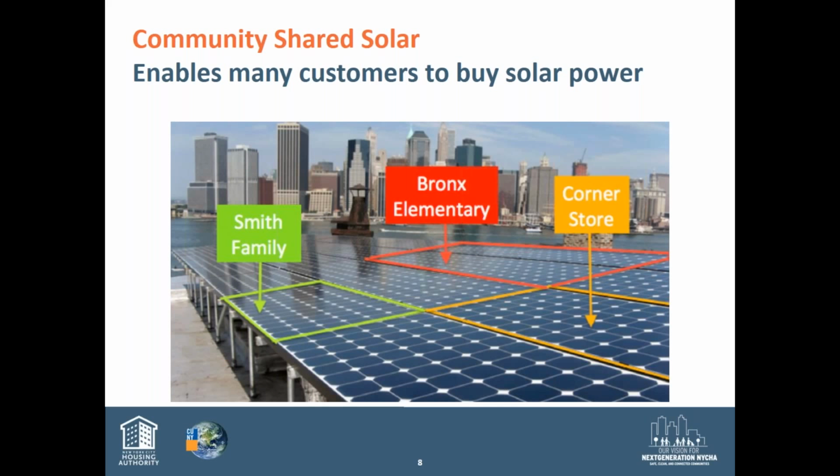Just a nice little illustration here, but scratch Bronx Elementary as it's a NYCHA customer, and as Chris said before, unfortunately, NYCHA customers are not allowed to subscribe to community solar. So just imagine this as the Smith family and the corner store. You can visualize this as those two entities purchasing a module or multiple modules of an array and being able to take the financial advantage for the credits that piece of the array is going to generate.